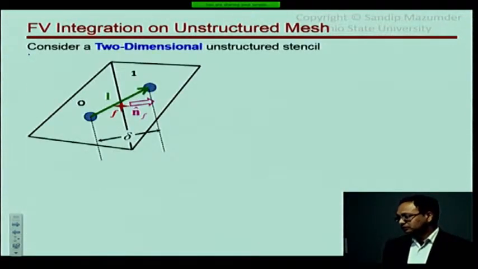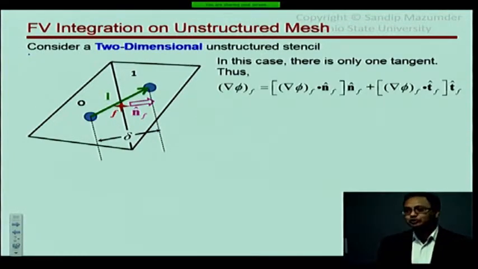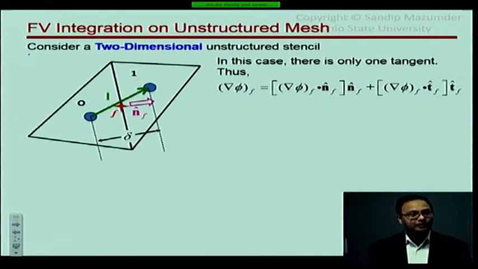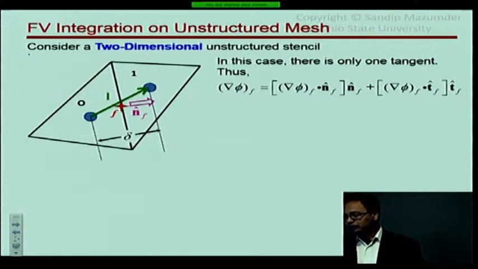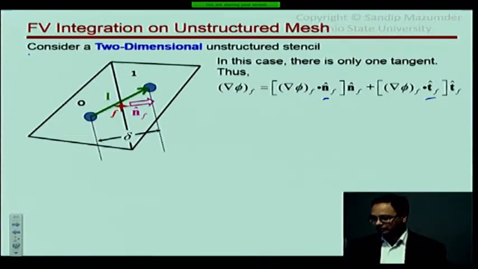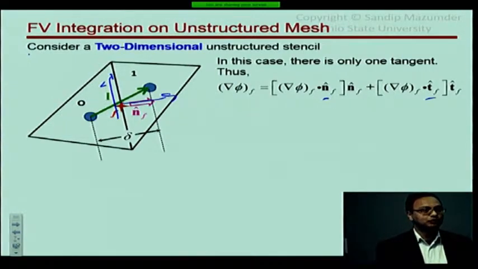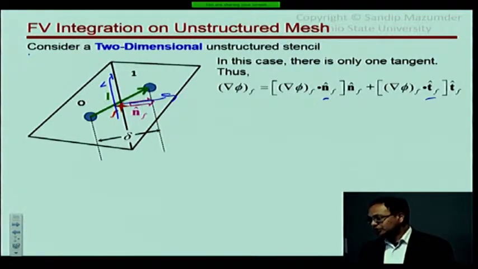Now let's consider a 2D system. In a 2D system, you don't have two tangents. In Cartesian coordinates, you will have just i and j, no k. If you use the local coordinate system, you will just have n and t. It's just one tangent. The tangent is this way, and the normal is that way. That's your local coordinate system, a normal and a tangent vector. So I can write my gradient at the face as the gradient at the face dot the surface normal at the face times n_f, plus the gradient dot the tangent times t_f.